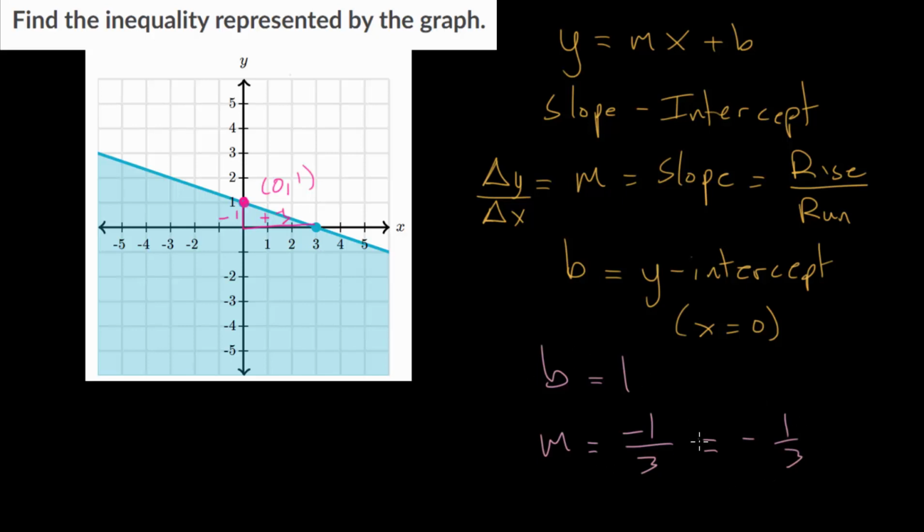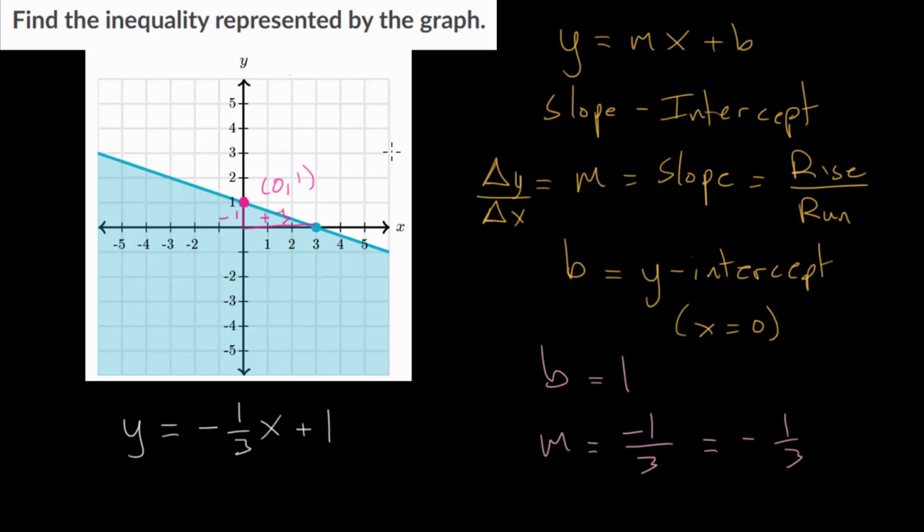And with b and m, we can just plug these into our slope-intercept form and write our equation of the line. y would just be -1/3, which is m, multiplied by x, plus b, which is +1.